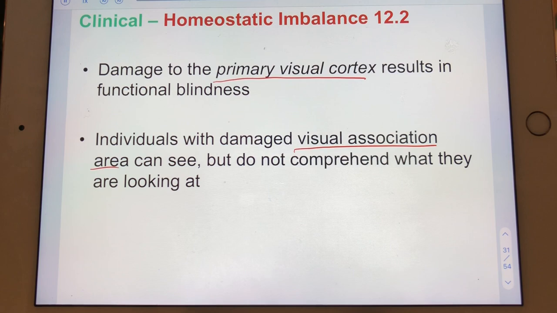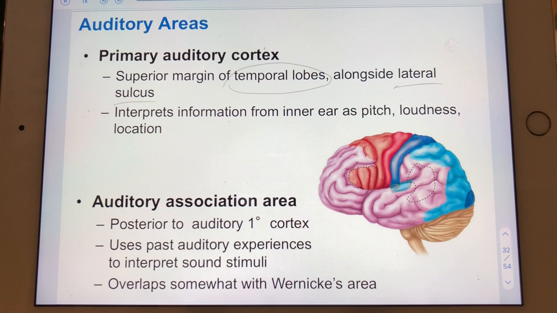Auditory areas. Primary auditory cortex, auditory association cortex, or area, I don't care. Sorry. Usually I take lots of breaks. I haven't taken a break in an hour and a half.